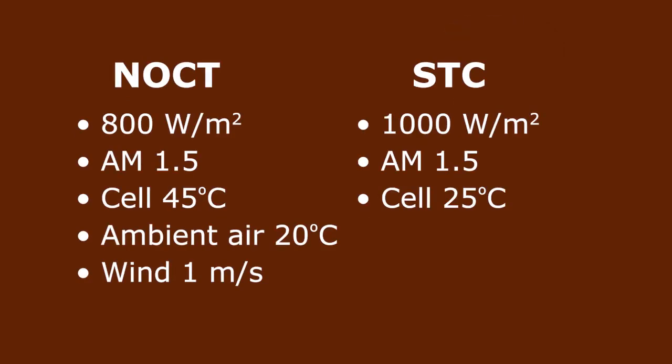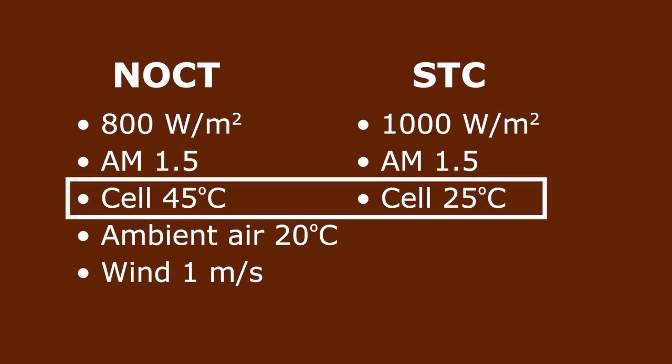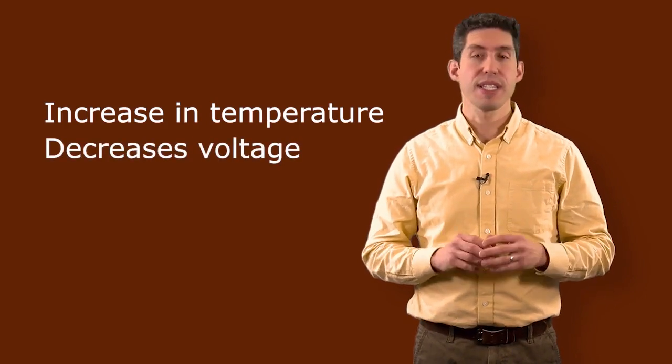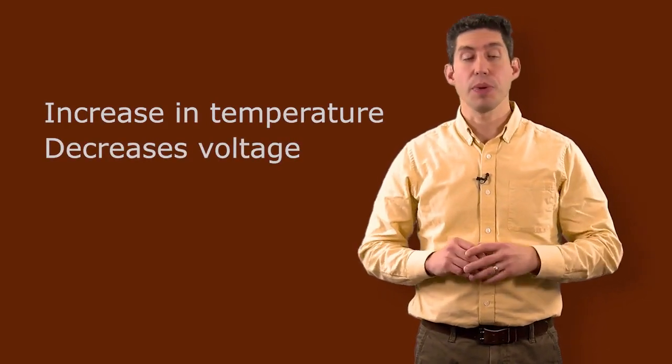You might notice that one of the major commonalities, though, between STC and NOCT is the variable of temperature. Temperature has a major impact on operating conditions, and we'll discuss this in the next lesson on array sizing as well as further into electrical code. At this point, it's only important to know that increasing temperature decreases the operating voltage of the module.